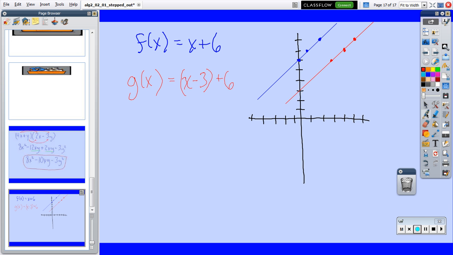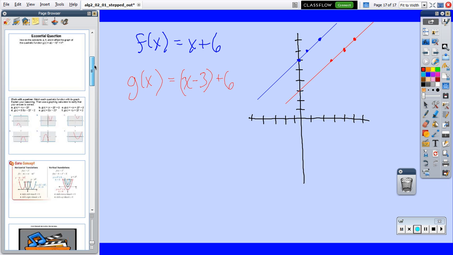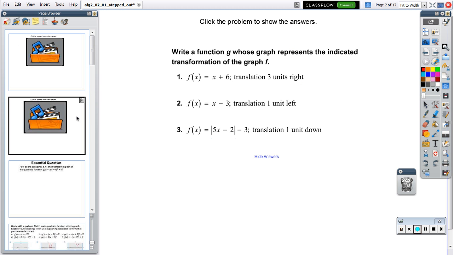So this would satisfy that problem. It simplifies to x plus 3. So if we translate left and right, so a translation 3 units to the right, we subtract whatever that translation is from our x.